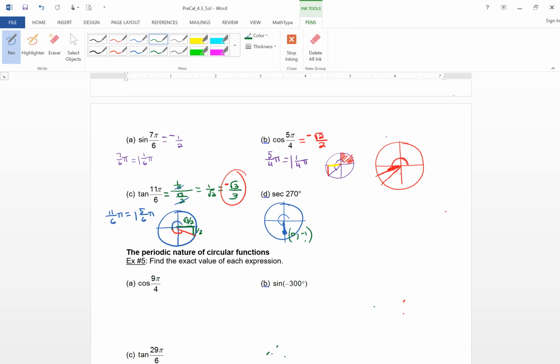Now, secant is what? Hypotenuse over adjacent, or it's r over x. Okay? So this is going to be the radius, which is 1, over x, which is 0, and that's undefined. If you write 1 over 0 and you don't write undefined, I cannot give you full credit, because you need to know that that's undefined, and you need to tell me that you know that it's undefined. Yes?